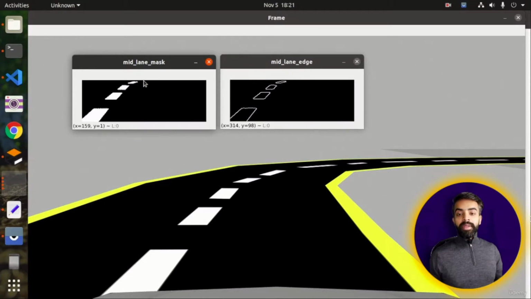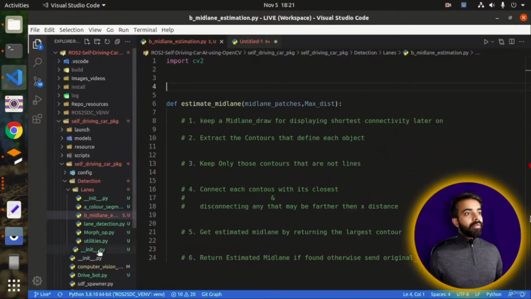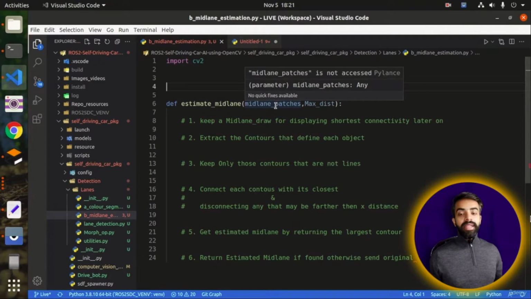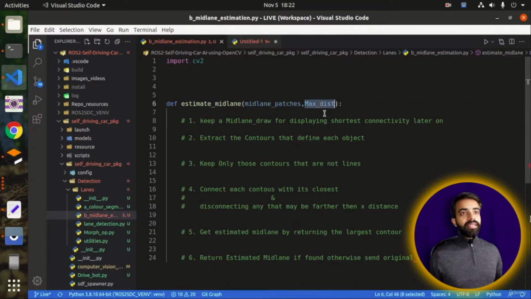This can be done by following the method described in the theory for estimating the mid lane. For this purpose, I've created a new file that is midlaneestimation.py, and inside it I've declared the function estimate mid lane. Here it takes in two inputs. The first is the mid lane patches, that is the output of mid lane segmentation, and this will become the input of this function. The second argument is the max distance. Basically, this is the distance that decides whether any two patches are part of the same mid lane or some foreign object. Starting with the first step, that is to keep a mid lane draw for displaying the shortest connectivity later on.